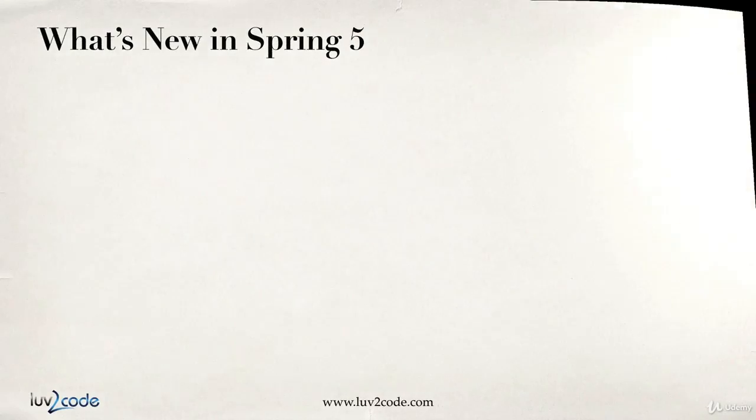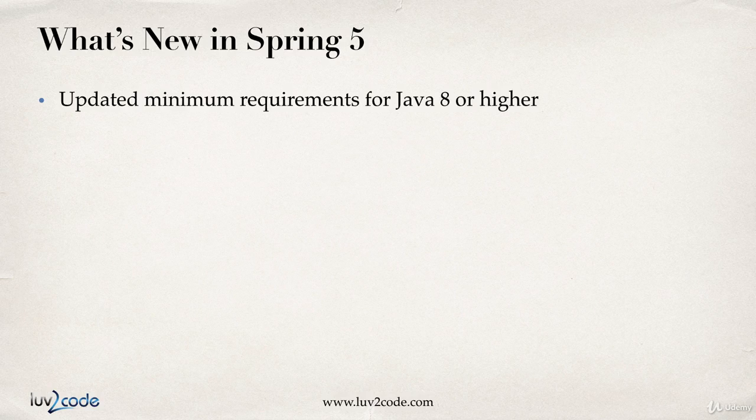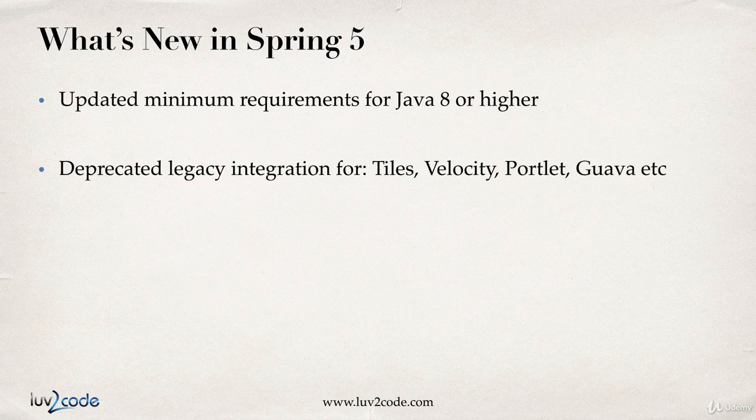And so you may wonder, okay, well, what's new in Spring 5? Well, one item here is that they upgraded the minimum requirements of Java to Java 8. So in order to use Spring 5, you must use Java 8 or higher. They also deprecated legacy integration for some old third-party projects. So there were some third-party projects like Tiles, Velocity, Portlets, and so on. They removed support for those.